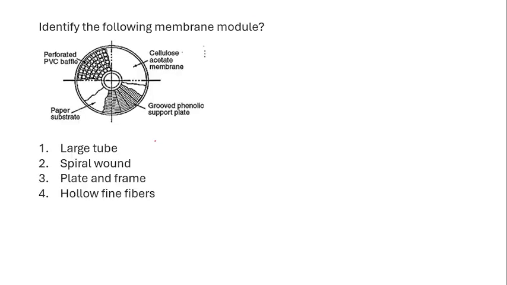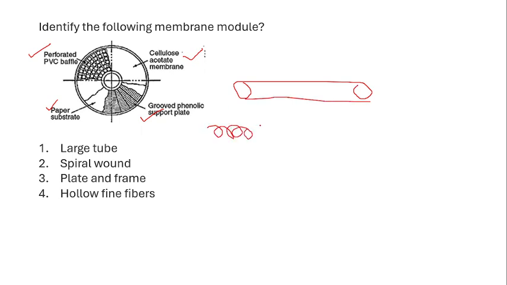Next question is, identify the following membrane module. So if you look at this membrane module closely, it has the perforated PVC baffle, then the paper substrate over it, and the cellulose acetate membrane is also there, and it has the phenolic support plate. It has both the plate and the membrane in it. So this is not just a large tube, or it is not a spiral wound. Okay, it is the plate and frame. Right answer is plate and frame.